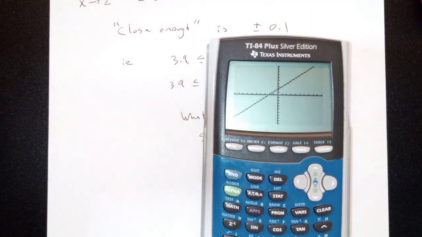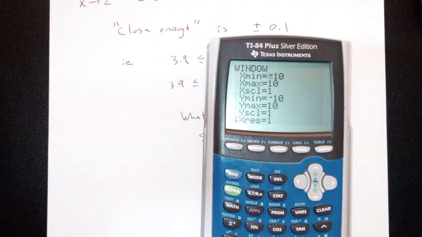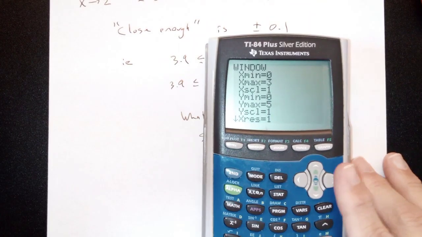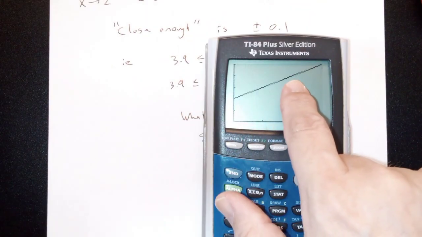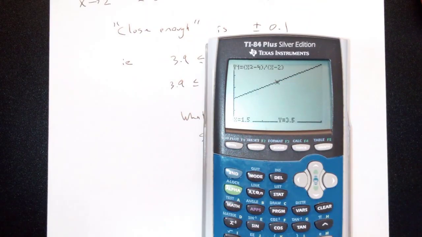I really only care about what's going on near the point 2,4. So I'm going to change the window here. And I'm going to go from 0 to 3. And I'm going to go from 0 to 5 in the y's. So that I really only care about the point 2,4 where we actually have a hole in the picture.